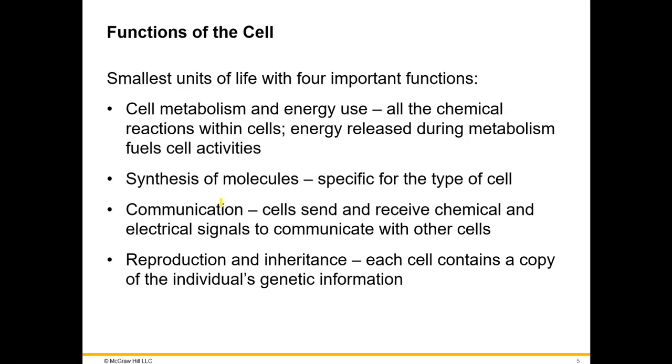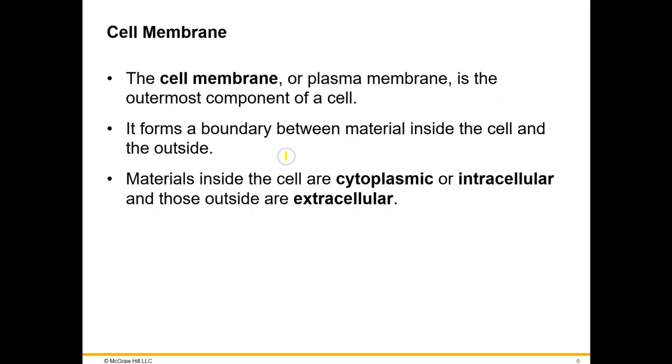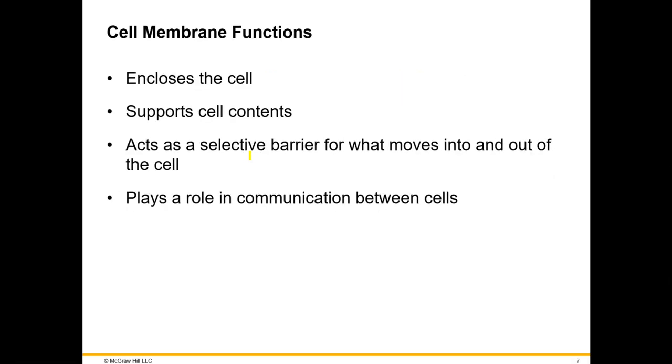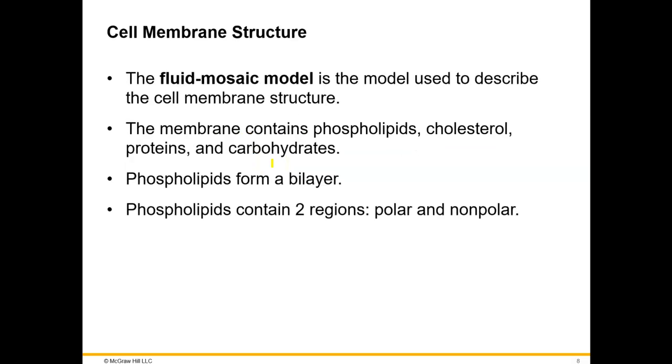So cells have various functions, which I'm not going to read through, but we are going to go ahead and talk about the cell membrane or the plasma membrane. The plasma membrane is the boundary between the cell, the material inside the cell, and then its outside. So the cell membrane or plasma membrane encloses the cell. It supports the cell contents. It acts as a barrier, a selective barrier, because it determines what materials can come in, what materials can come out, and then also what materials cannot. The plasma membrane plays a role in cell communication with other cells.